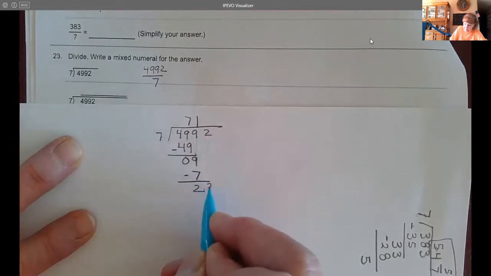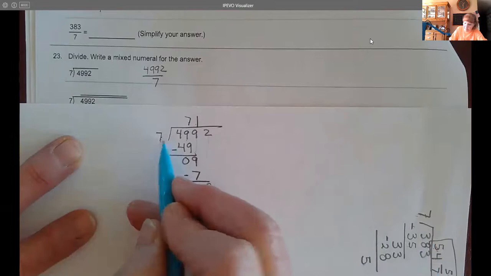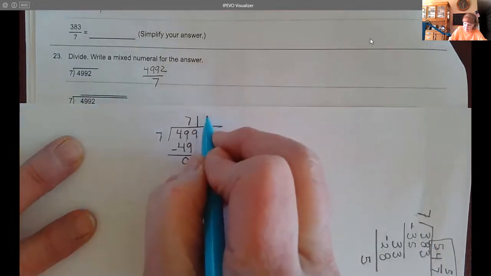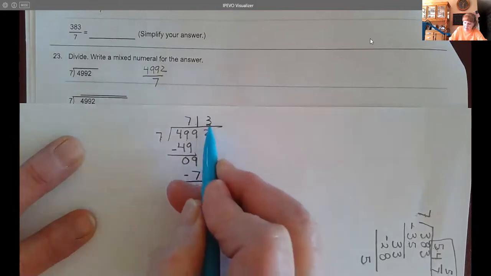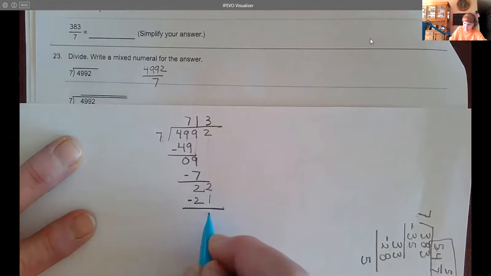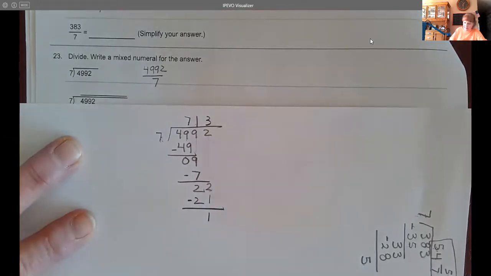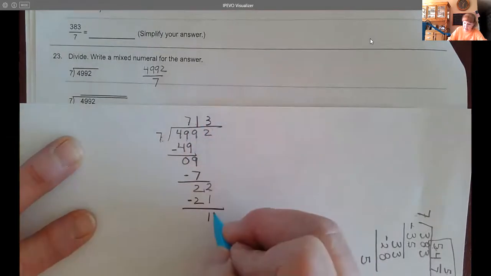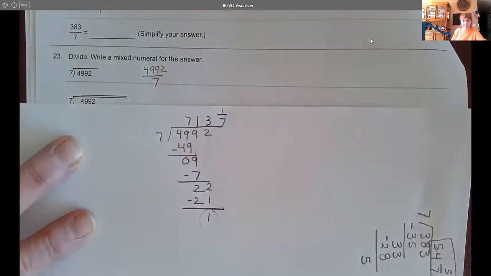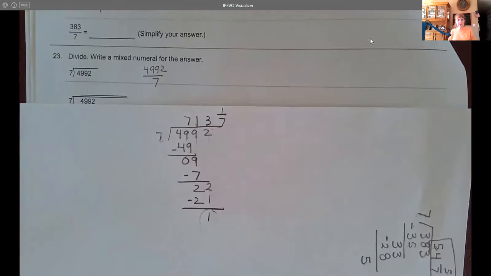Bring down the 2. 7 goes into 22 just 3 times. 3 times 7 is 21 with 1 remainder. So 713 and 1/7. And there's your answer. 713 and 1/7 for a mixed numeral.